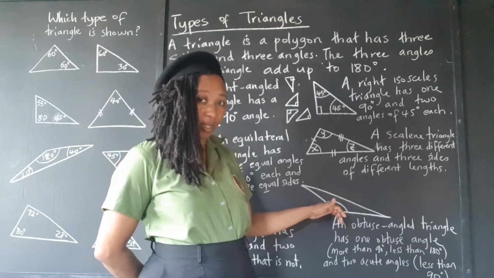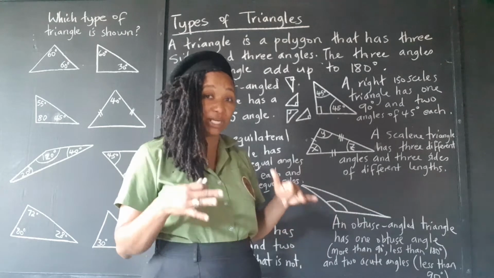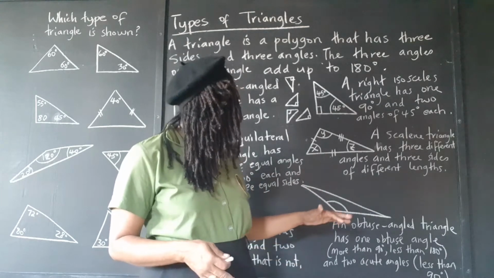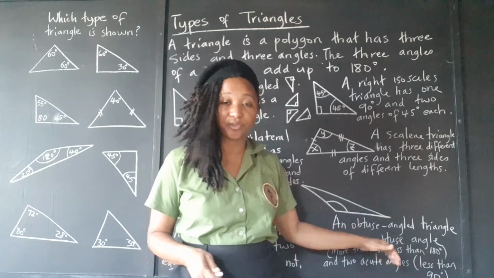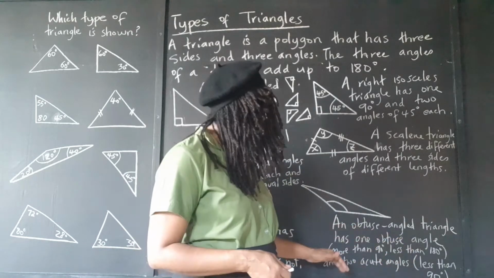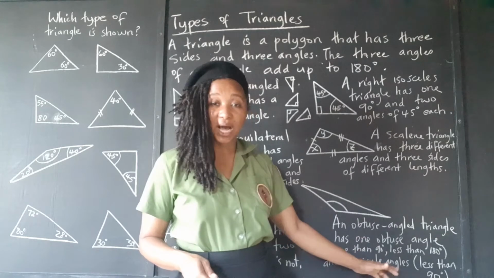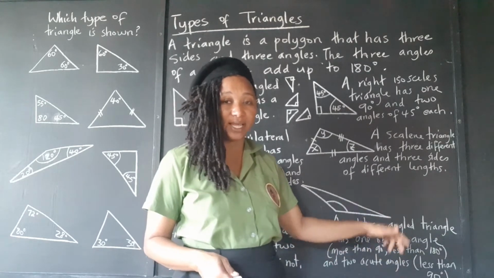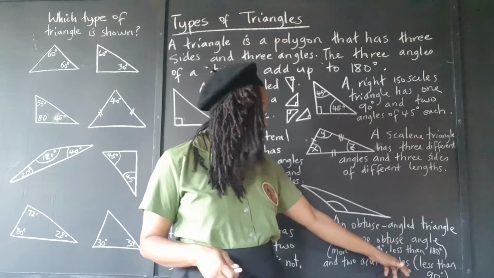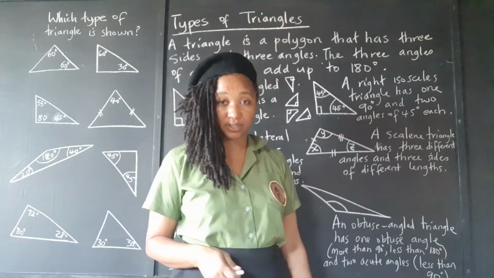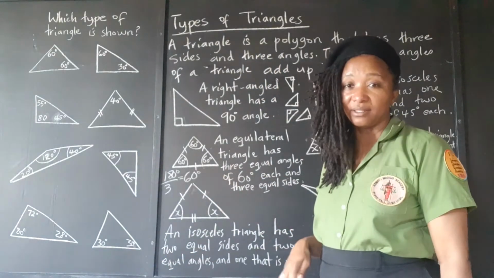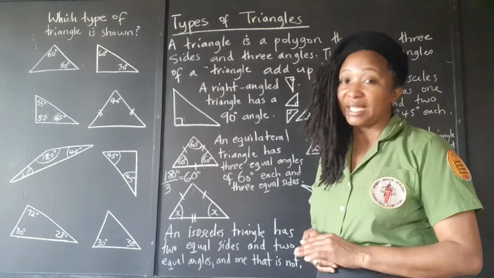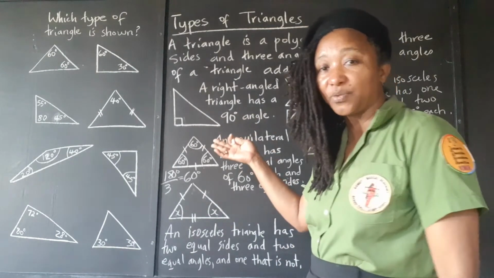Because remember, all of them must add up to 180. So an obtuse-angled triangle has one obtuse angle, which is an angle that's more than 90 degrees, less than 180 degrees. And it has two acute angles, two angles that are less, usually much, much less than 90 degrees. So those are your basic types of triangles. Now let's see if we can identify these triangles that we have over here.